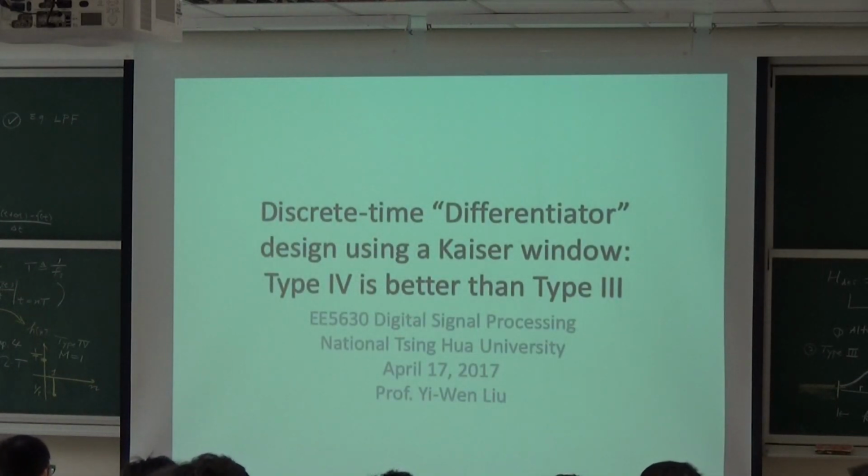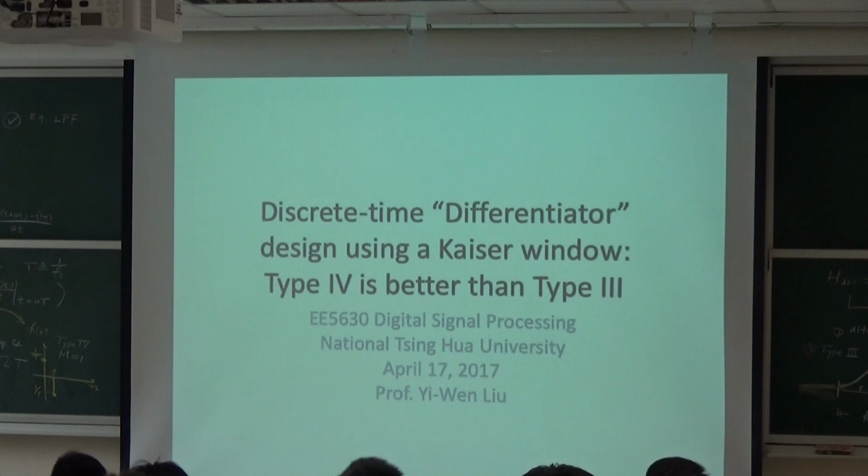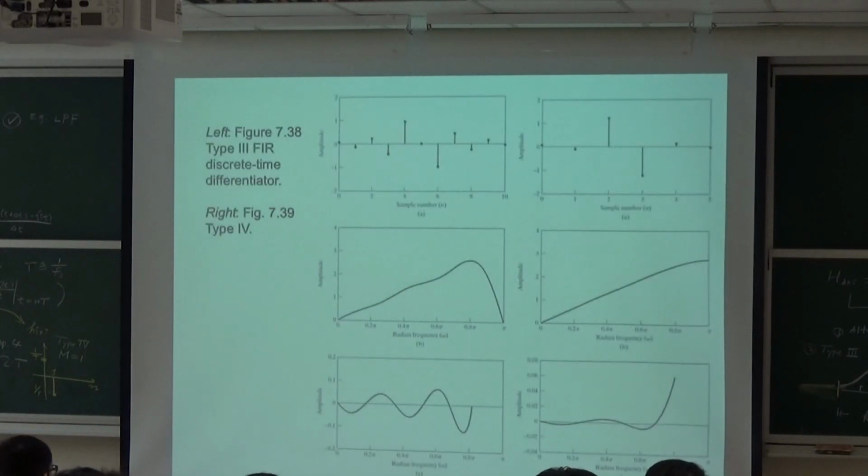Okay, so I'm just going to show you one slide. Okay. The next slide, we're going to show, somewhat surprisingly, when we want to design a discrete time differentiator using a Kaiser window, it turns out that type 4 is better than type 3. Okay, type 4 is better than type 3. And the result of comparison is right here.